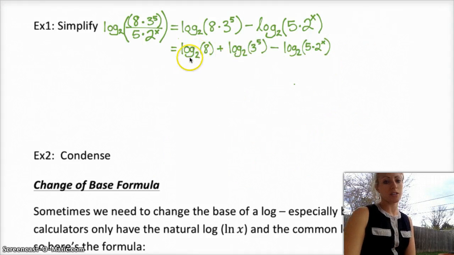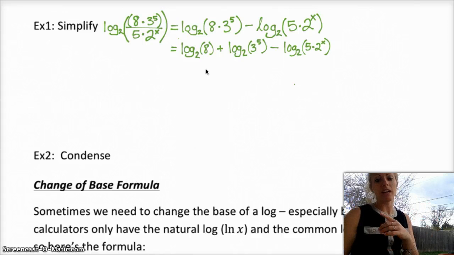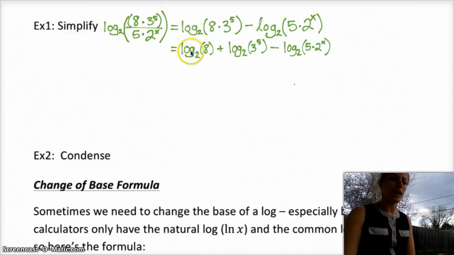So at this point, I can actually simplify this one a little bit. Log base 2 of 8 is simple. What is log base 2 of 8? Well, 2 to what power equals 8? 3. So this whole thing just equals 3. So I'm going to simplify that.